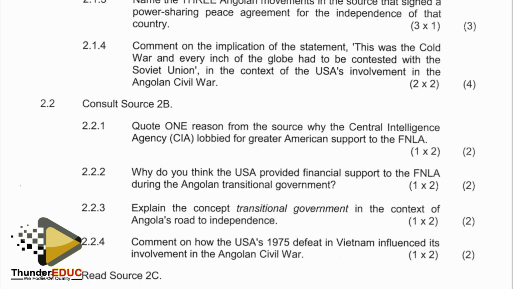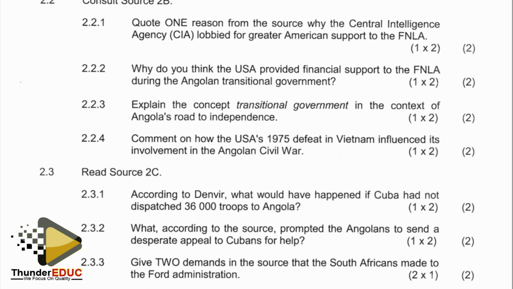Right, we'll go to number 2.22, 2.23. Explain the concept transitional government. I think we've been explaining it in passing. When you talk of a transition, we are saying we are having a temporary government. It's not a permanent government. When you talk of a transitional government, it's a government that is put in place temporarily. We put people to govern the affairs of the country temporarily while we are waiting to establish a formal government. So we'll be in a phase of political transition.